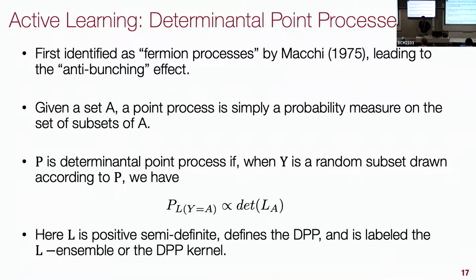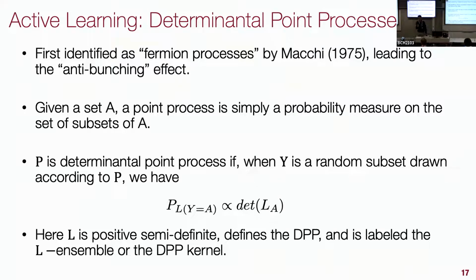Okay, so I want to talk about DPPs, or so-called determinantal point processes, which actually have kind of an interesting history to them. They were first identified in 1975 as being fermion processes. There's some work that led to this theory that is associated with the so-called anti-bunching effect. But really, I'm going to describe to you a more mathematical framework. And so I'll say a point process is simply a probability measure on, say, a data set of choosing a subset of that data set. So it's a particular type of probability process.